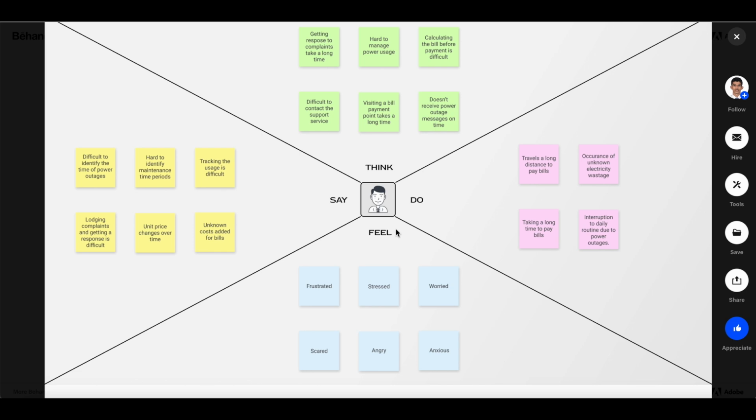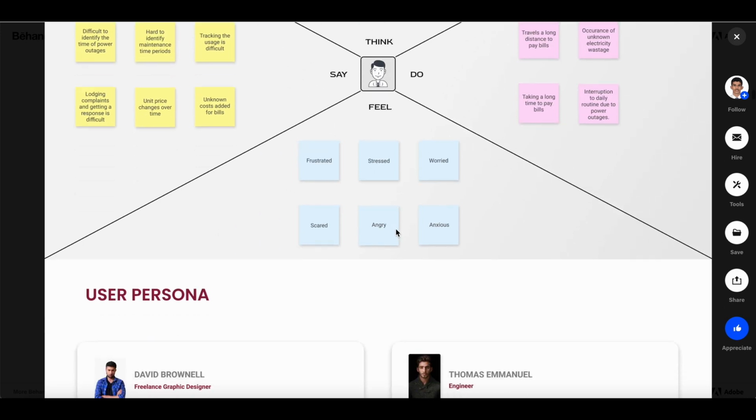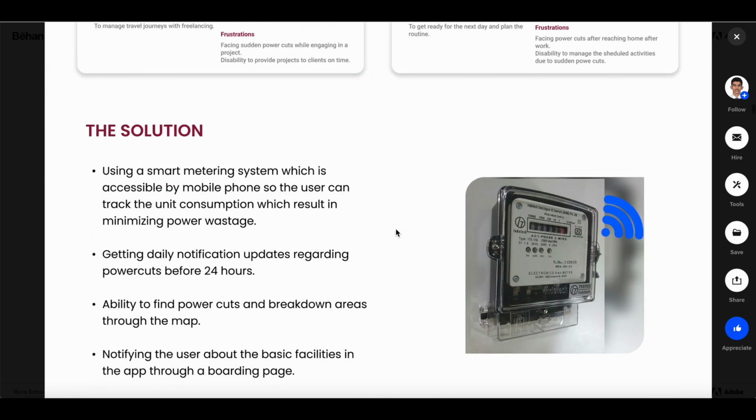Now don't let your readers or your viewers assume things here. So instead you can present it here nicely.